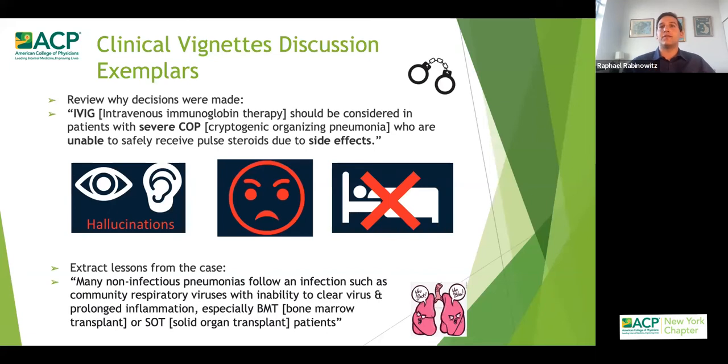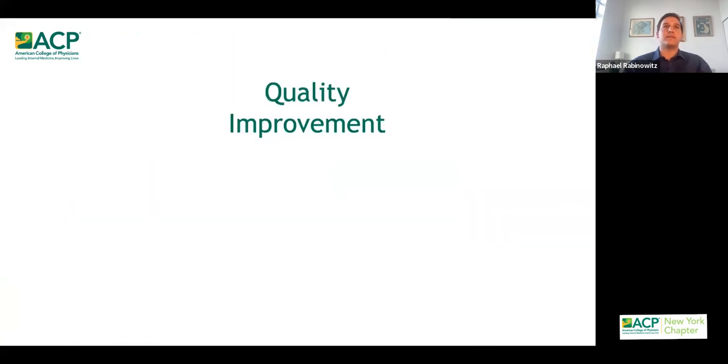So here's an example from the AFOP case, talking about how AFOP, which is another form of organizing pneumonia, can follow an infectious process in patients that are immunocompromised and experience prolonged inflammation because they can't clear the infection. And so with all that, we'll transition back to Dr. Siau to talk about quality improvement.